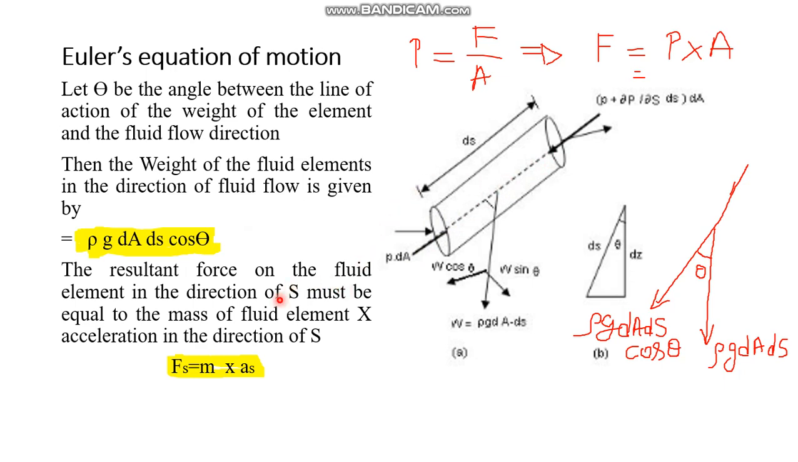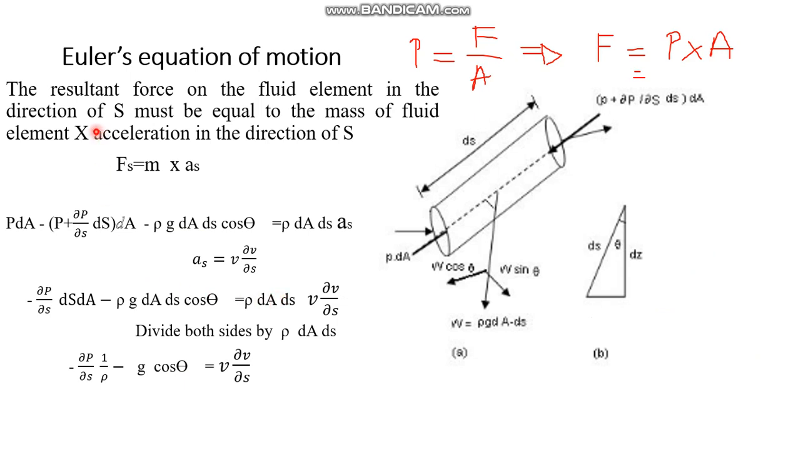Then, as we discussed in the last slide, Newton's second law of motion is given by F is equal to m into a_s. Then F is the force which is acting on this fluid element. This is the first force, this is the second force, and the third force is the weight component which is acting along the fluid flow.